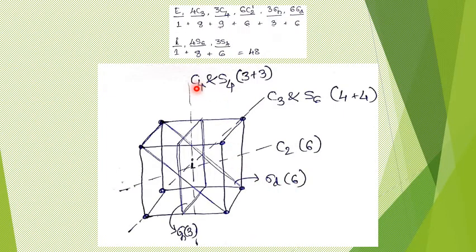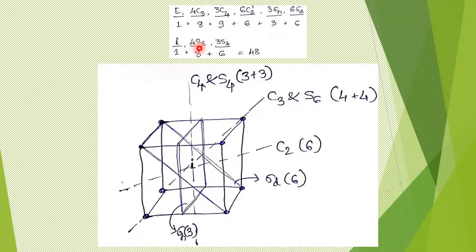Further, this C4 axis is collinear with an S4 axis. Even the S4 axis is possible in this case. So the C4 axis is collinear with the S4 axis, and the C3 axis will be an S6 axis. On this axis, if it is an S6 axis, the molecule can be rotated by 360 divided by 6, that means a 60-degree rotation, followed by reflection in the perpendicular plane. That operation is also possible. So the S6 axis is also present.